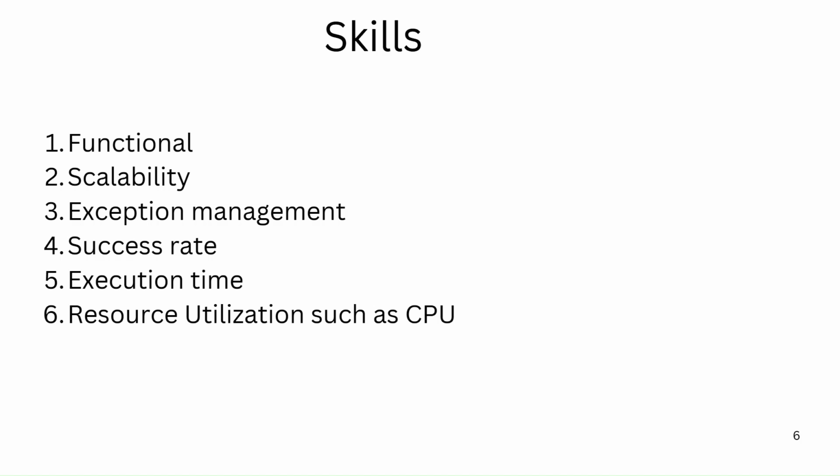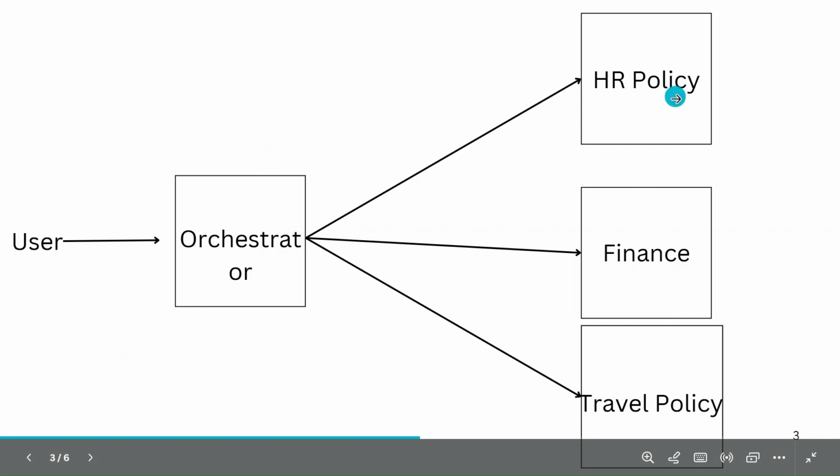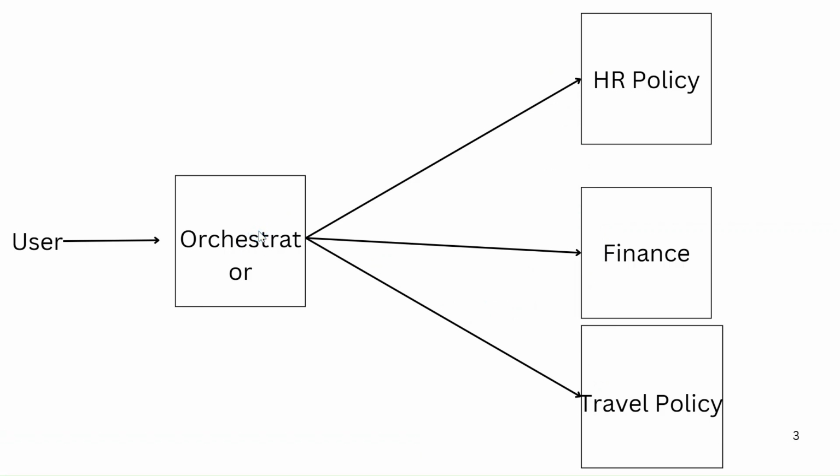So what does a typical deployment look like for this kind of scenario? Probably I'll be using AKS. In AKS, I will make the orchestrator one single pod. I develop it as a container and put it in a pod. These three go in different pods, and HR policy, finance, and travel will be exposed as an API, which will be integrated with the orchestrator, and based upon the input fed into the system, it redirects to the respective agents.